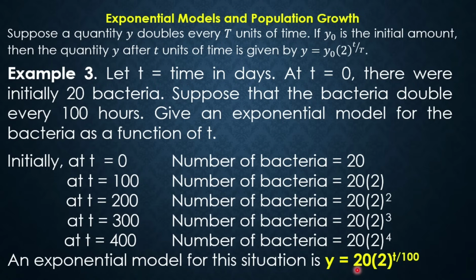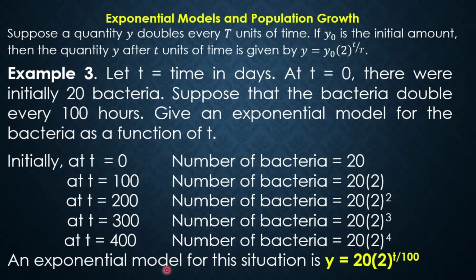So again, saan nakuha yung 20? That is the initial number of bacteria. And then yung 2 nakuha natin because the given is double. And then yung 100 nakuha natin, this is the unit of time. So ang unit of time natin dito is 100 hours. So if we check, let's say check natin yung 100. So 100 divided by 100, that is 1. 2 raised to 1 is 2 times 20, that's still 40.